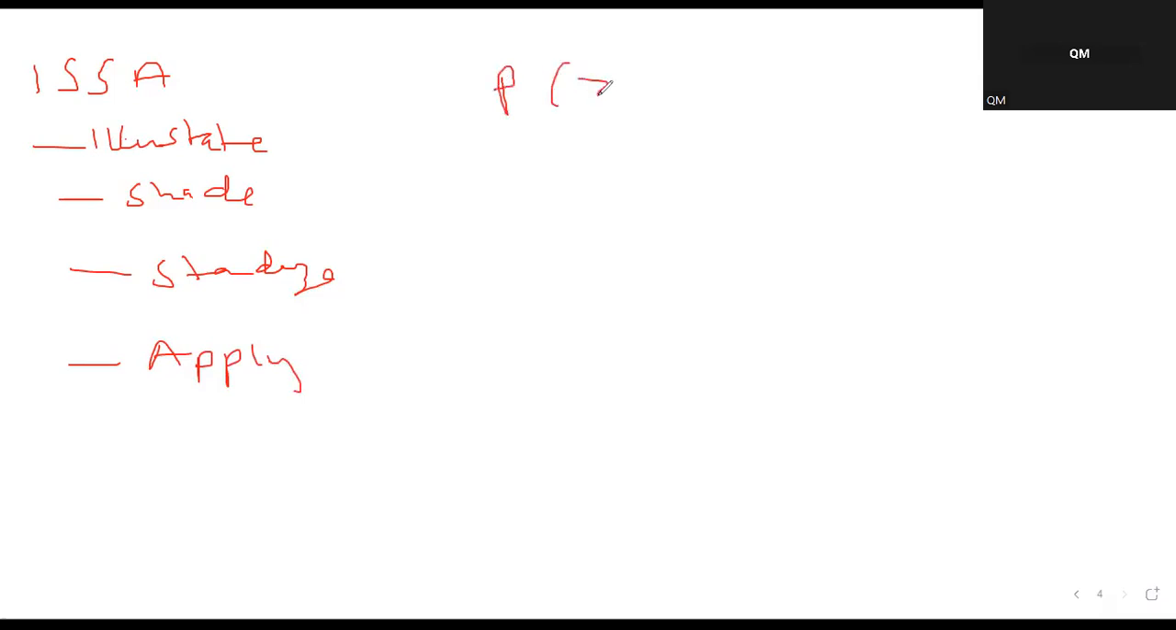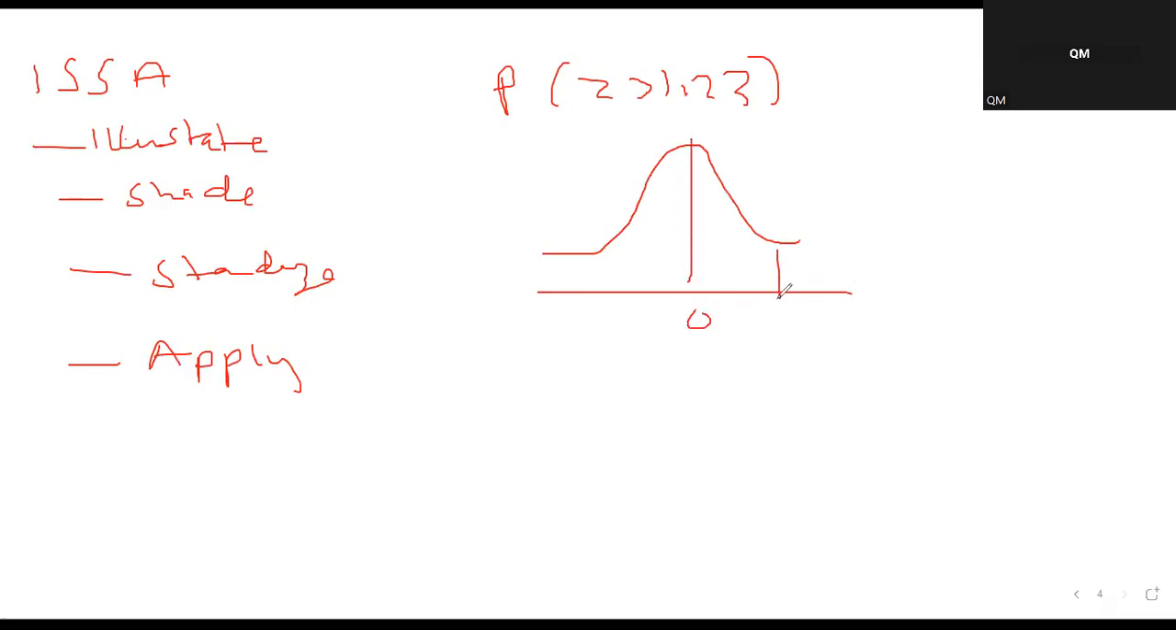So if we are told Z is greater than 1.23, we illustrate. 1.23 is on the right side, so we're going to put 1.23 there. The sign is greater, so we're going to shade on the right side here. So we've illustrated, we have shaded, standardized is already in Z. So we're going to apply. Whenever the shading is small, our application is we subtract from 1. Because if, for instance, this is 20%, the remainder is 80% because we subtracted 1 minus 0.2.